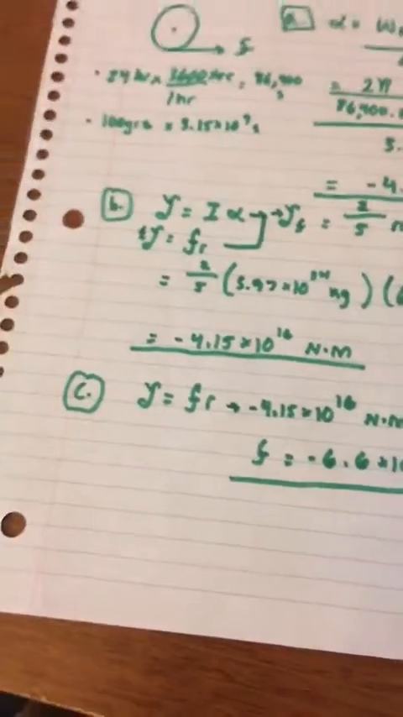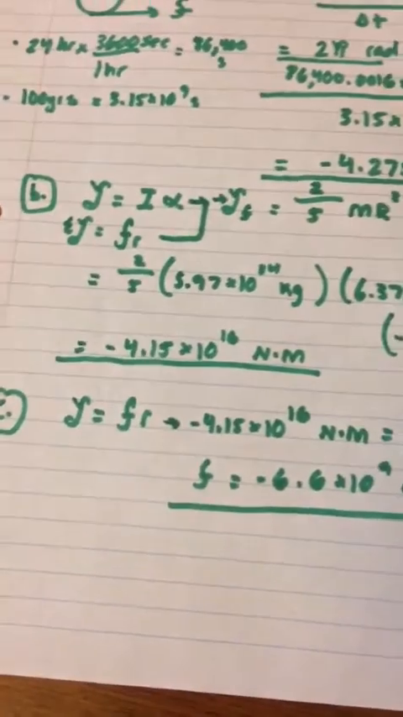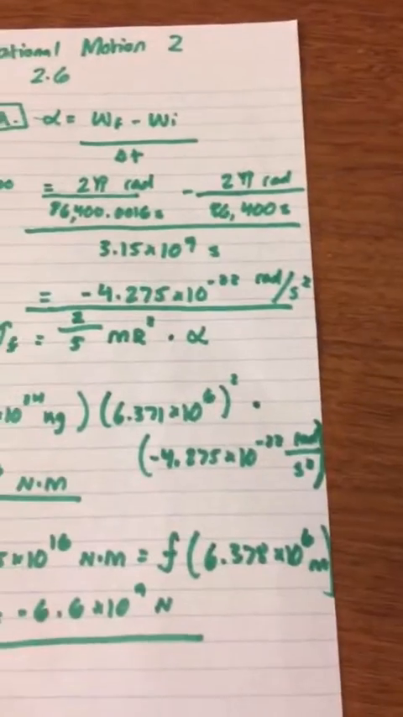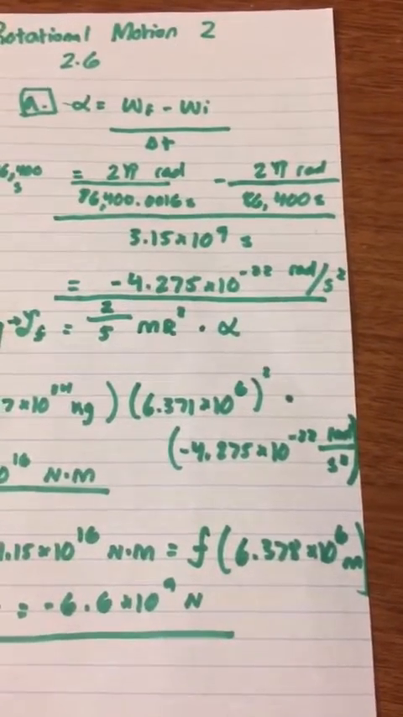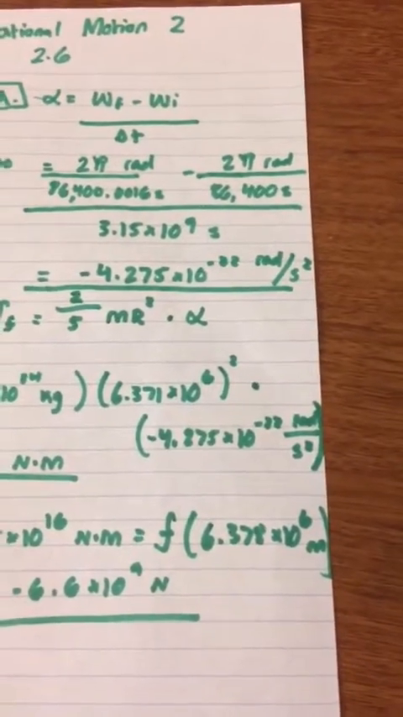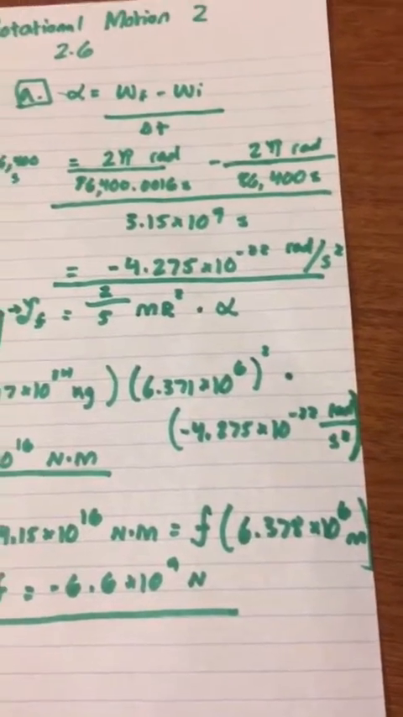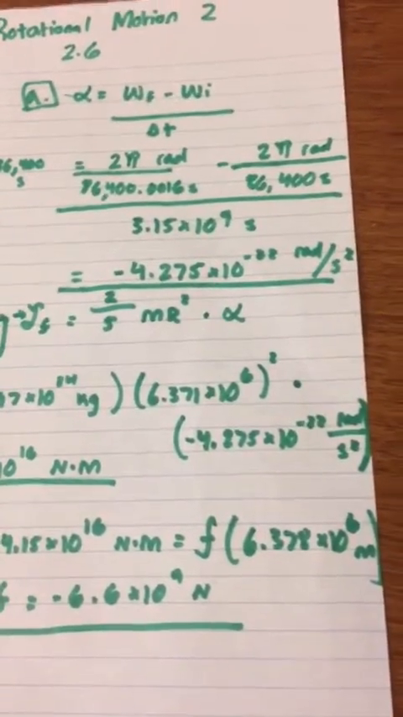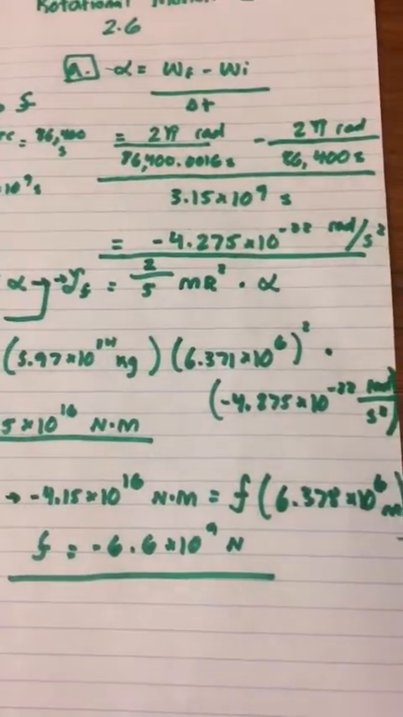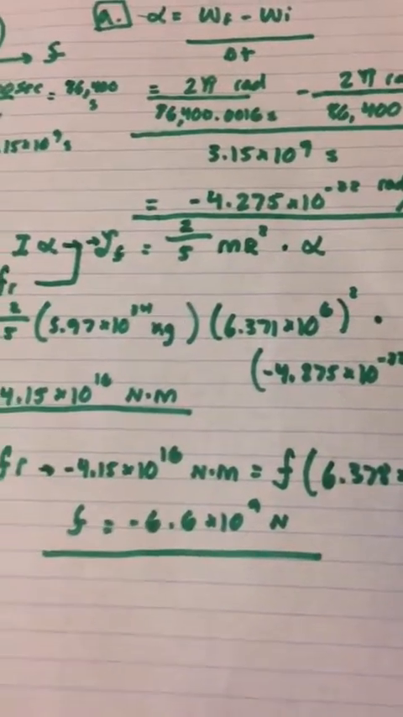Lastly, in part C, we want to determine what the frictional force is. So we found what the torque was, and because the question asks if the tides were concentrated on the equator, you just look up on the internet the distance of the center of the equator from the center of the Earth, and this is what you get. It's essentially the same thing as the radius, but a small deviation. So just divide both sides by 6.378 times 10 to the 6 meters, and you get a frictional force of negative 6.6 times 10 to the 9th newtons.